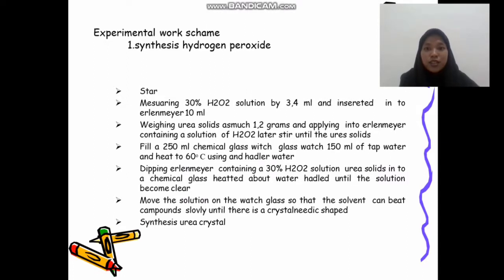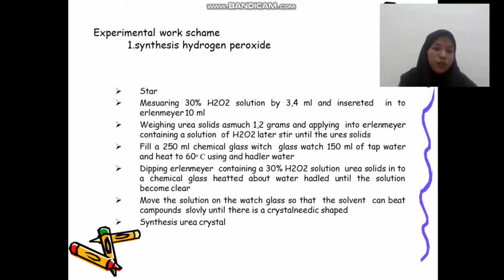The first is the synthesis of urea hydrogen peroxide. Measure 3.4 ml of 30% H2O2 solution and insert it into a 10 ml Erlenmeyer flask. Weigh urea solids, 1.2 grams, and add them into the Erlenmeyer flask containing the H2O2 solution, then stir until the urea solids dissolve.